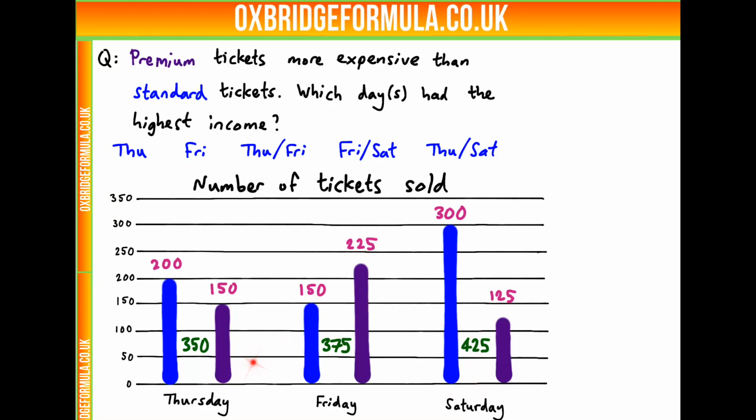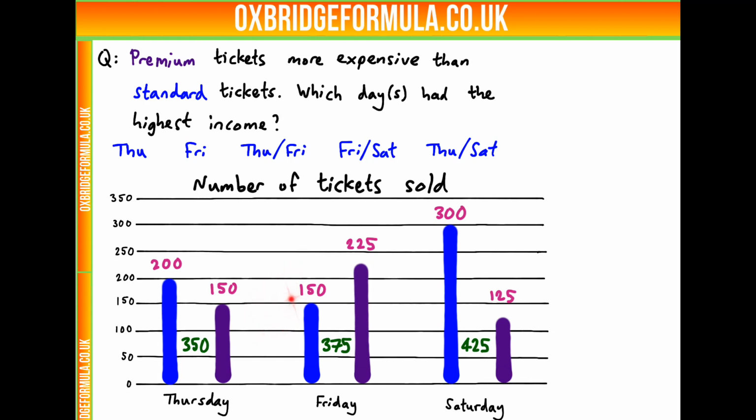Now, is this helpful? Well, let's firstly compare Thursday and Friday. Do we know which one had a higher income out of these 2 days? Well, we can see that we sold more tickets on Friday, which doesn't necessarily mean that there was a higher income, because we know the 2 different types of tickets are different prices.